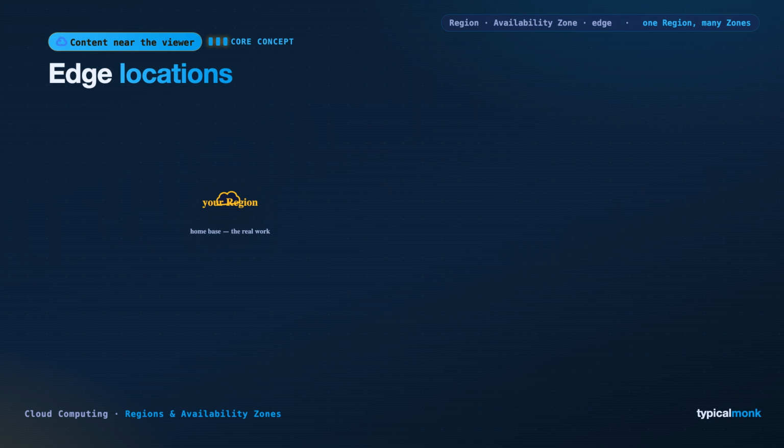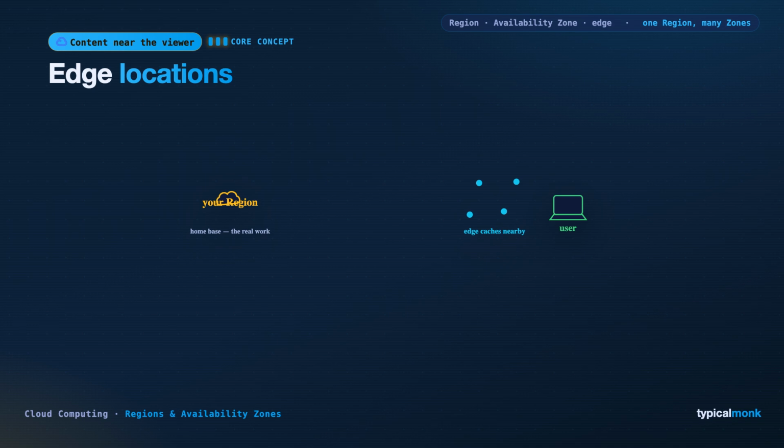There is one more piece of the map worth knowing, and it sits even closer to your users than regions do: the edge location. Edge locations are a large number of smaller sites. There are hundreds of them, far more than there are regions, scattered across cities all around the world. They are not full data centers running your servers. They serve a narrower, specialized purpose. That purpose is speed of delivery.